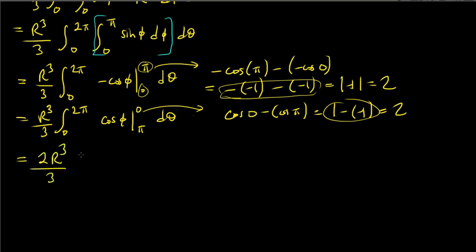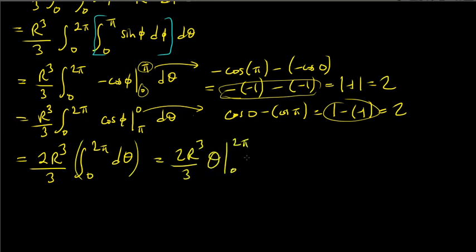That can come outside. And now we just have the theta integral to do. So you integrate 1 with respect to theta. You get theta evaluated between 0 and 2 pi, which is, of course, just 2 pi minus 0.